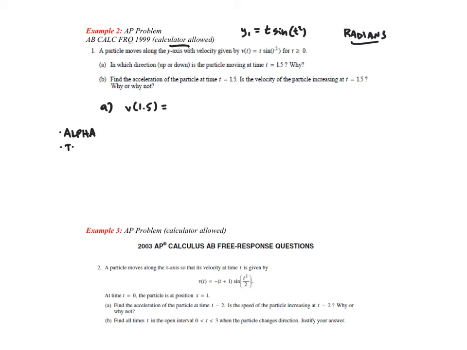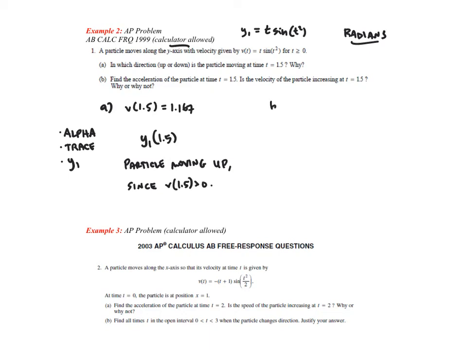Okay, and then trace. And then select y1. So up on your screen you should see y1, and then put a parenthesis and type in 1.5. So that's plugging 1.5 into your velocity function. All right, you get 1.167, and therefore you can tell that the particle is then moving. Now instead of left and right, we're going to be moving either up or down. So it'll be moving upward since v of 1.5 is greater than 0.